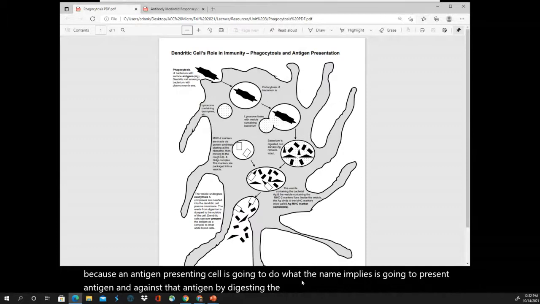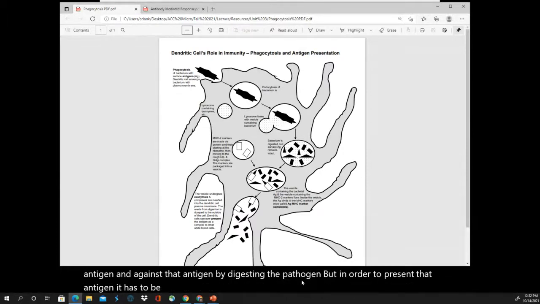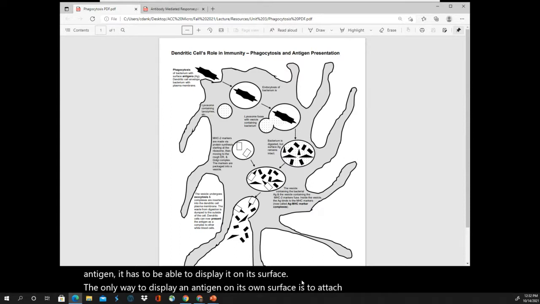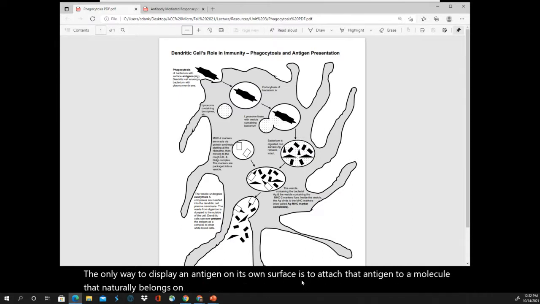But in order to present that antigen, it has to be able to display it on its surface. Well, the only way to display an antigen on its own surface is to attach that antigen to a molecule that naturally belongs on its surface. And so that's where MHC2 molecules come into play. Remember that all antigen-presenting cells have MHC2 molecules on their surface.